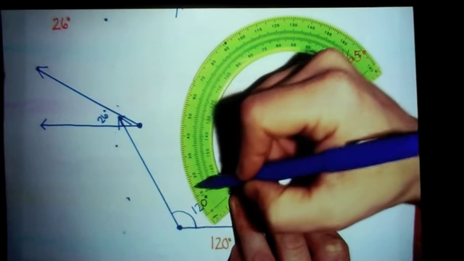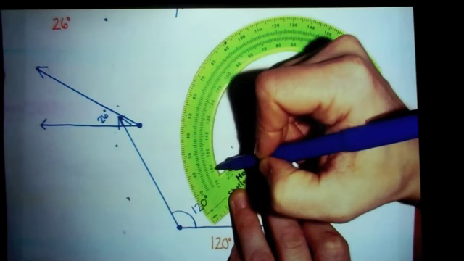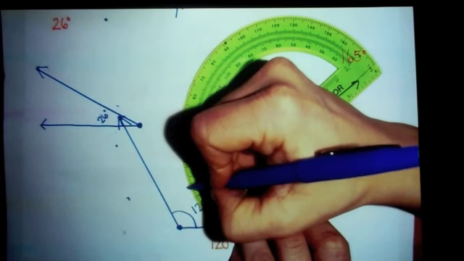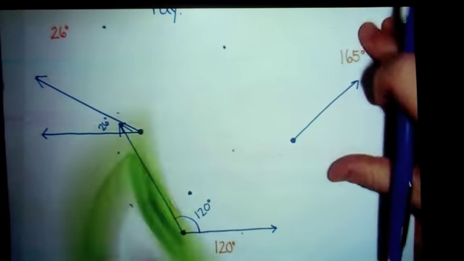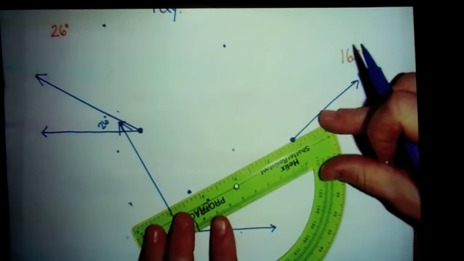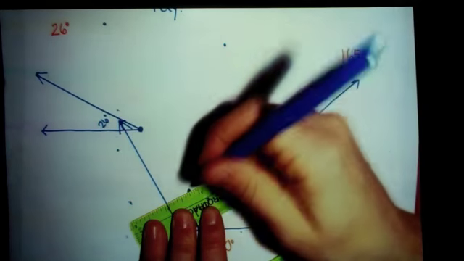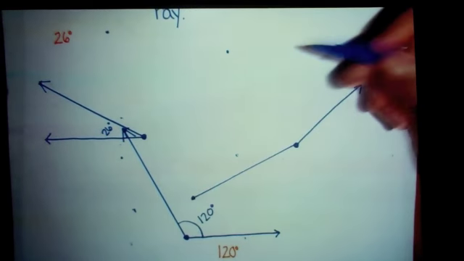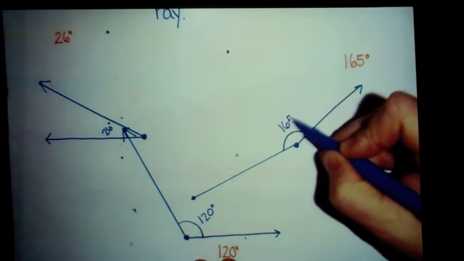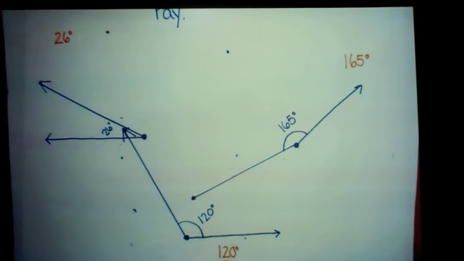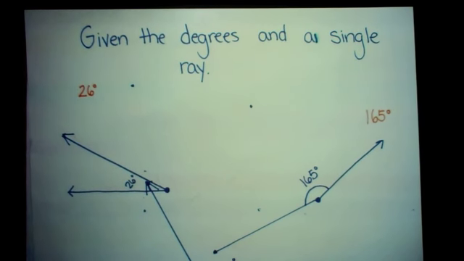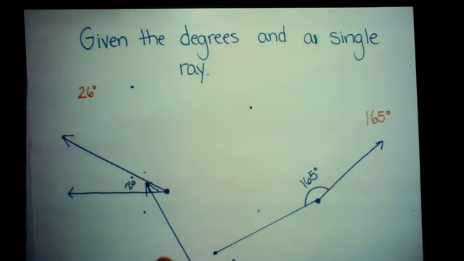And then I find the midway point between 160 and 170, which is right here. And I'm going to draw my second end point. And then I'm going to connect that end point to my vertex. Again, making sure that I'm very carefully doing it. And then I'm going to label 165 degrees. So that's how you draw an angle given the degrees and a single ray.